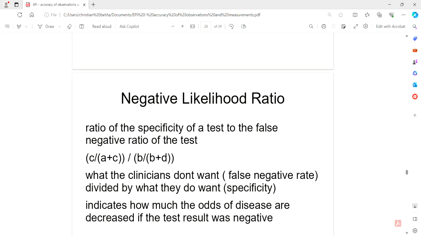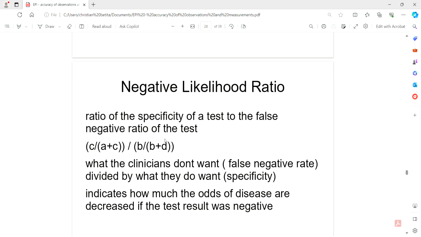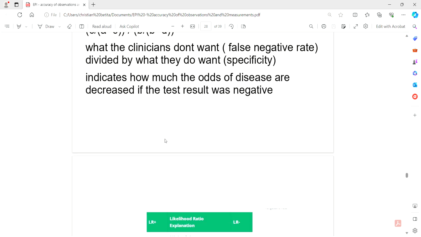Negative likelihood ratio is the ratio of the false negative rate of a test to the specificity of the test. And it's given by the formula C over A plus C all over D over B plus D. It's what the clinicians don't want, which is the false negative rate, divided by what they do want, which is the specificity. It indicates how much the odds of the disease are decreased if the test result was negative.